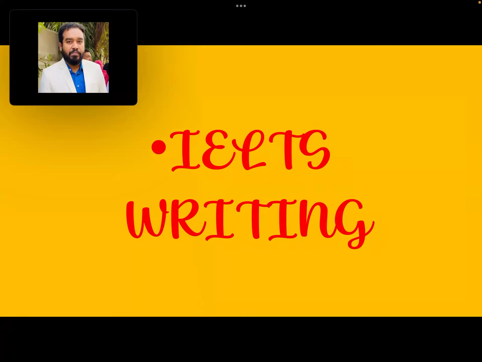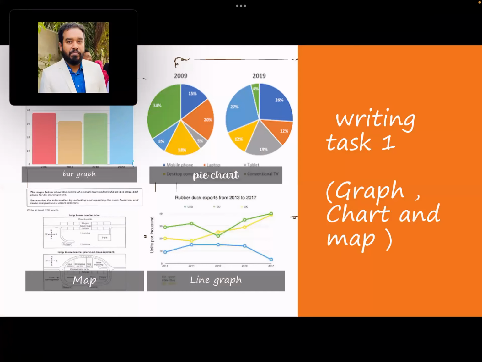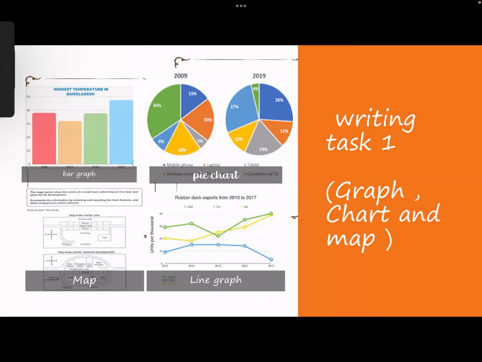So basically in the writing tasks, there are two sections. The first one is writing task one. Basically, there would be 4 to 5 types of things in writing task one, and they would be mostly graphs or charts. You can see 3 or 4 types of graphs. They could be the bar graph, as you can see on my screen. This is the bar graph.